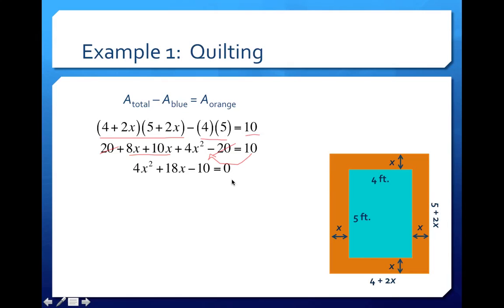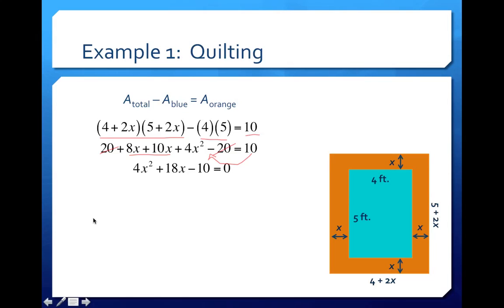Now, in order to solve this, I can look for lots of different things. I can look for factoring. I can look for using square roots. I can look for completing the square. I can look for the quadratic formula. Whatever method seems to fit the equation is fine when you're dealing with applications.